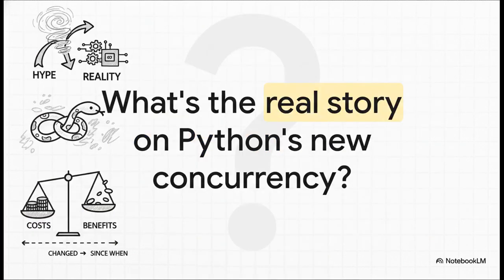So, that leads us to the big question, right? What is the real story behind Python's new concurrency model? And that's exactly what we're going to break down today. We're going to slice through the hype and get right to the production reality. What's changed? What are the hidden costs? And most importantly, who is this actually for?